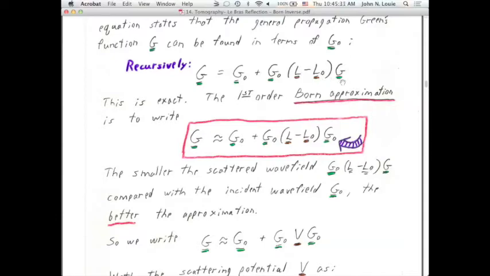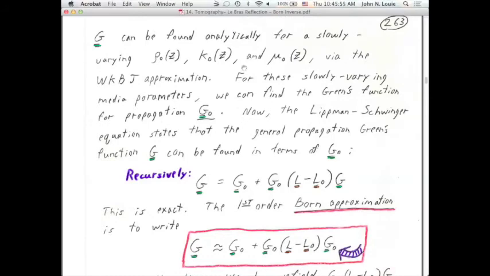And then look at this. All that acts on G. So this is not an equation as you're used to seeing. This is a recursive equation. The Lippmann-Schwinger equation is recursive. What is G naught? G naught is the Green's function, the WKBJ analytic solution for a reference model that's slowly varying. So it's basically ray propagation.